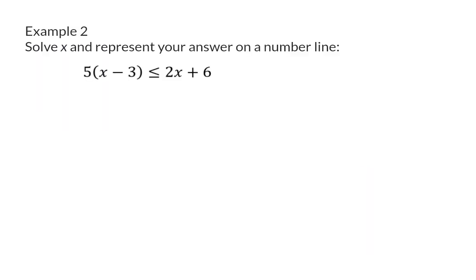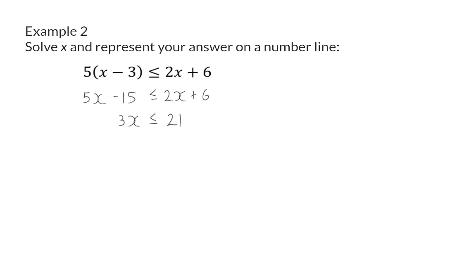Example 2. Solve x and represent your answer on a number line. This time we also have a bracket in our inequality. So, as usual, we will start by simplifying the bracket. That will give us 5x minus 15 is smaller or equal to 2x plus 6. Next, we will get all our x's on one side. So 5x minus the 2x will give us 3x. And on the right, we will have 6 plus 15, and that is 21.